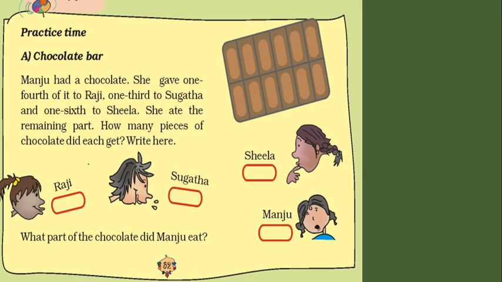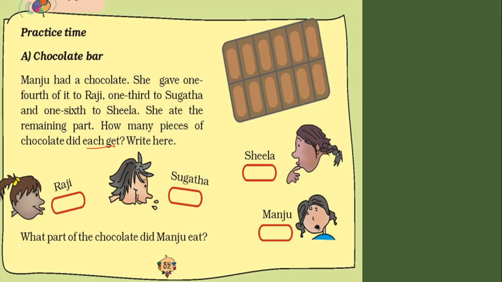Practice time. A chocolate bar. Manju had a chocolate. She gave 1/4 of it to Raji, 1/3 to Sugatha, and 1/6 to Sheila. She ate the remaining part. How many pieces of chocolate did each get?